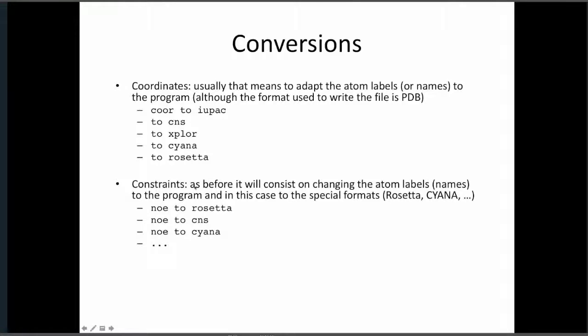For the constraints it is the same thing. Once you read the constraints, you will say NOE to Rosetta, or NOE to CNS, or NOE to Sayana. In this case, it will not only convert the atom names, but it will also adapt to the special formats. Rosetta format is different from Sayana format, and is different from CNS with the assign keyword, etc. So all this will be done.